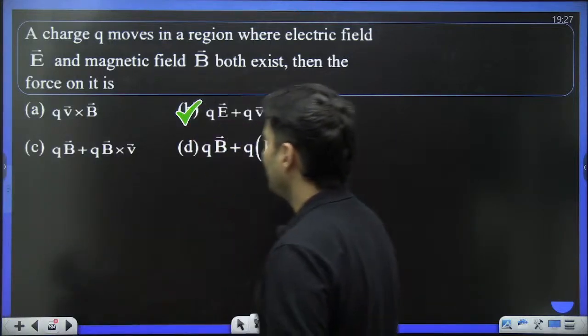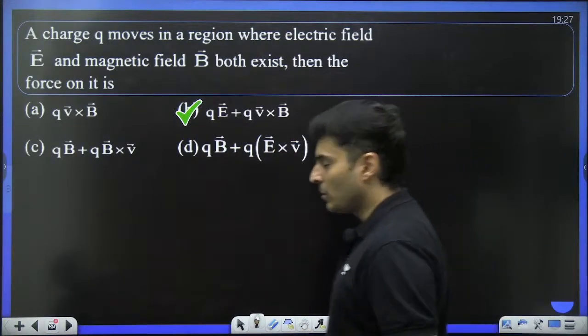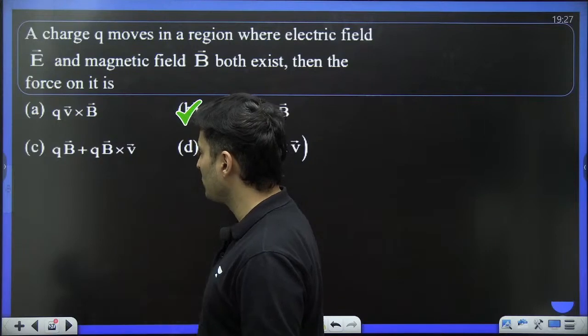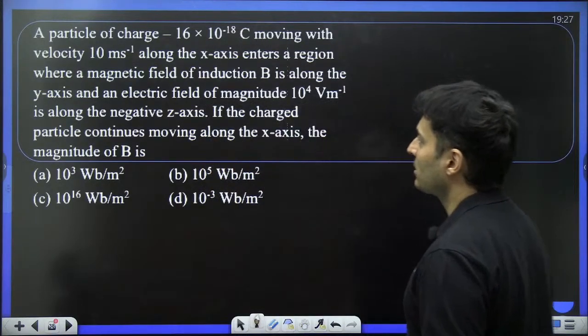Okay, let's see. Yeah, the correct answer is option B. Obviously, this is basically your Lorentz force. Moving on to the next question coming up on your screen.